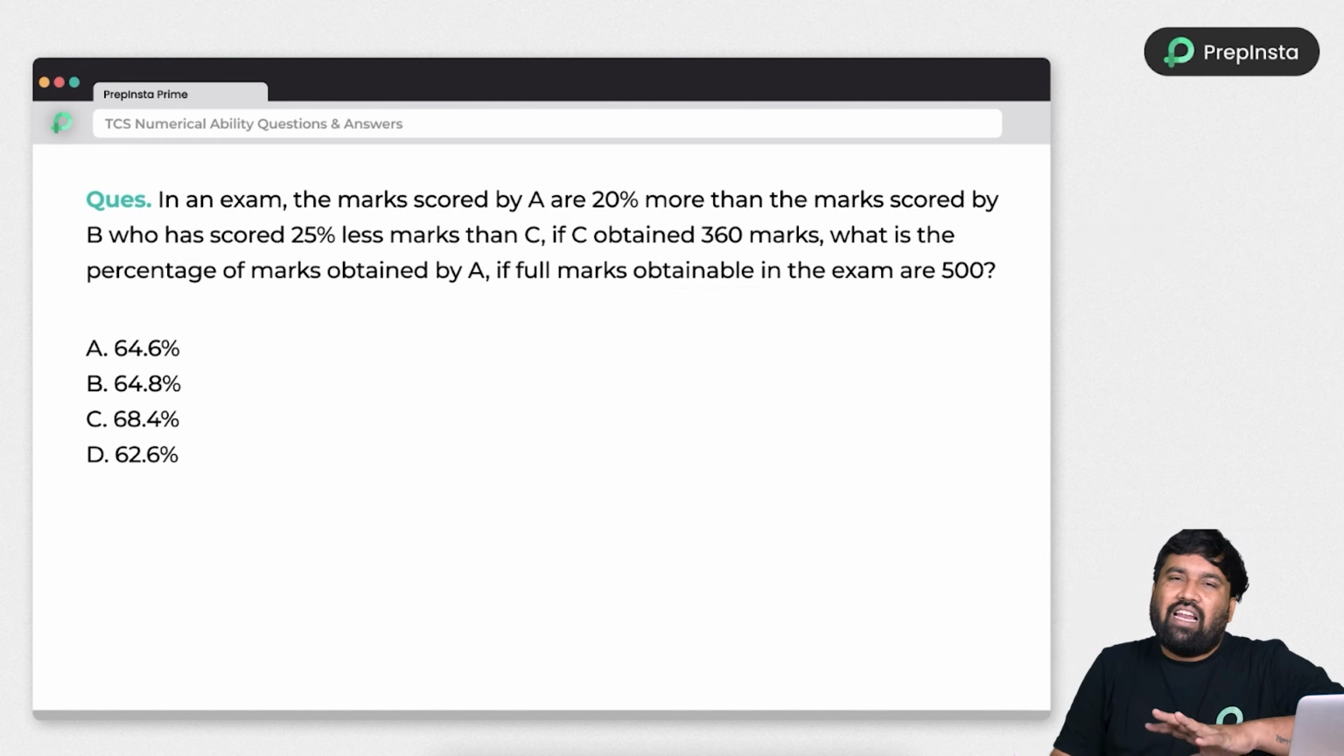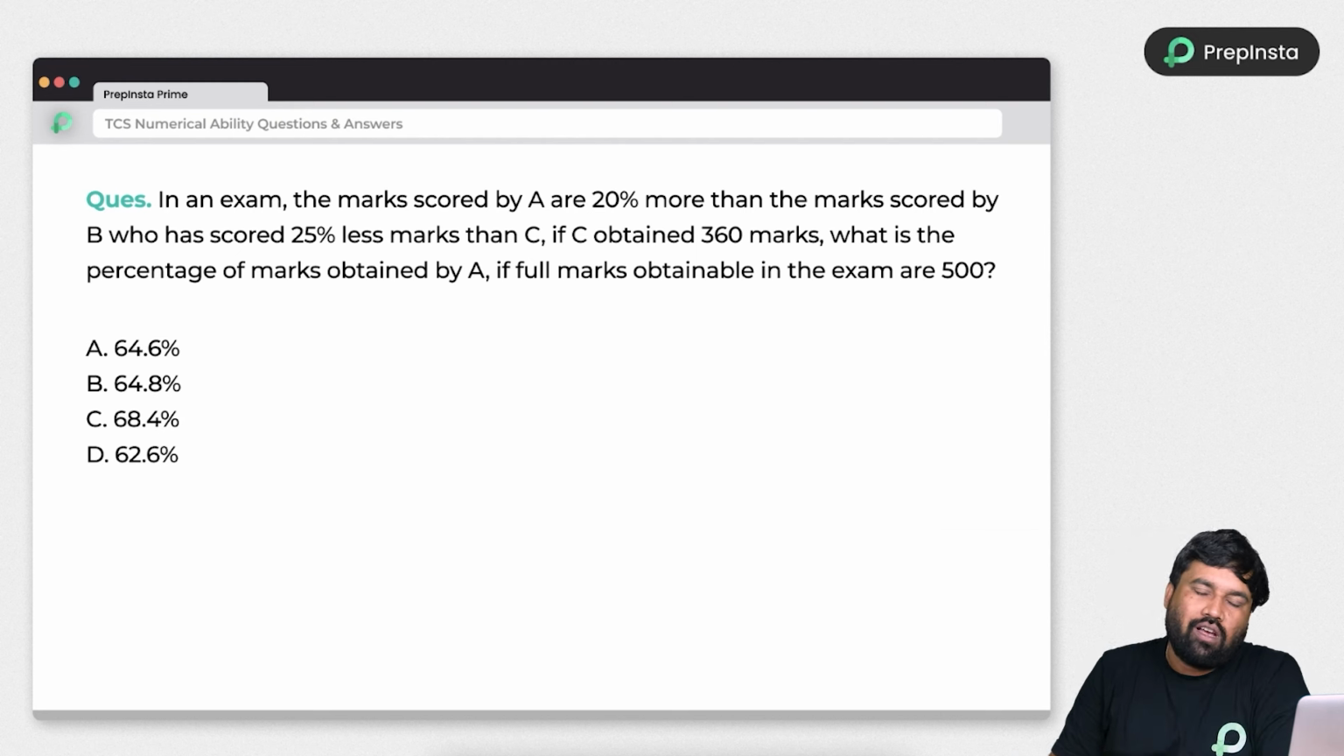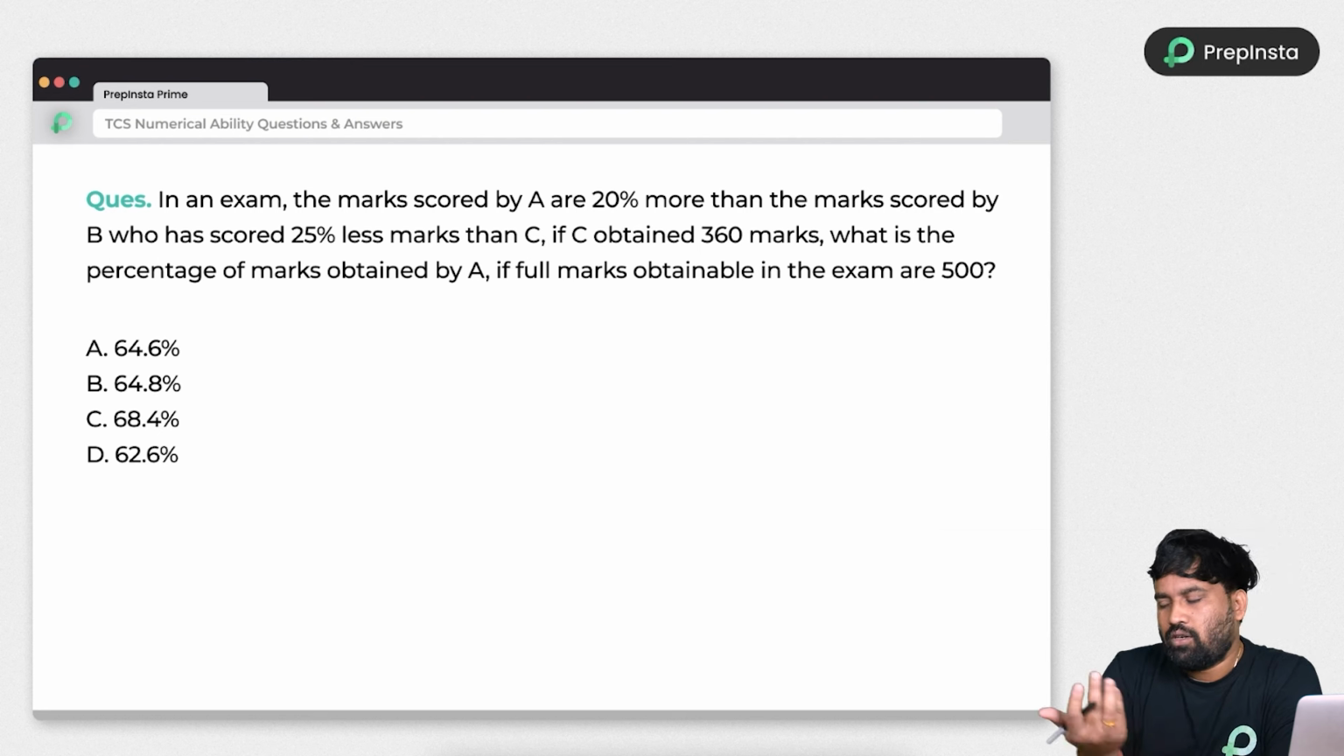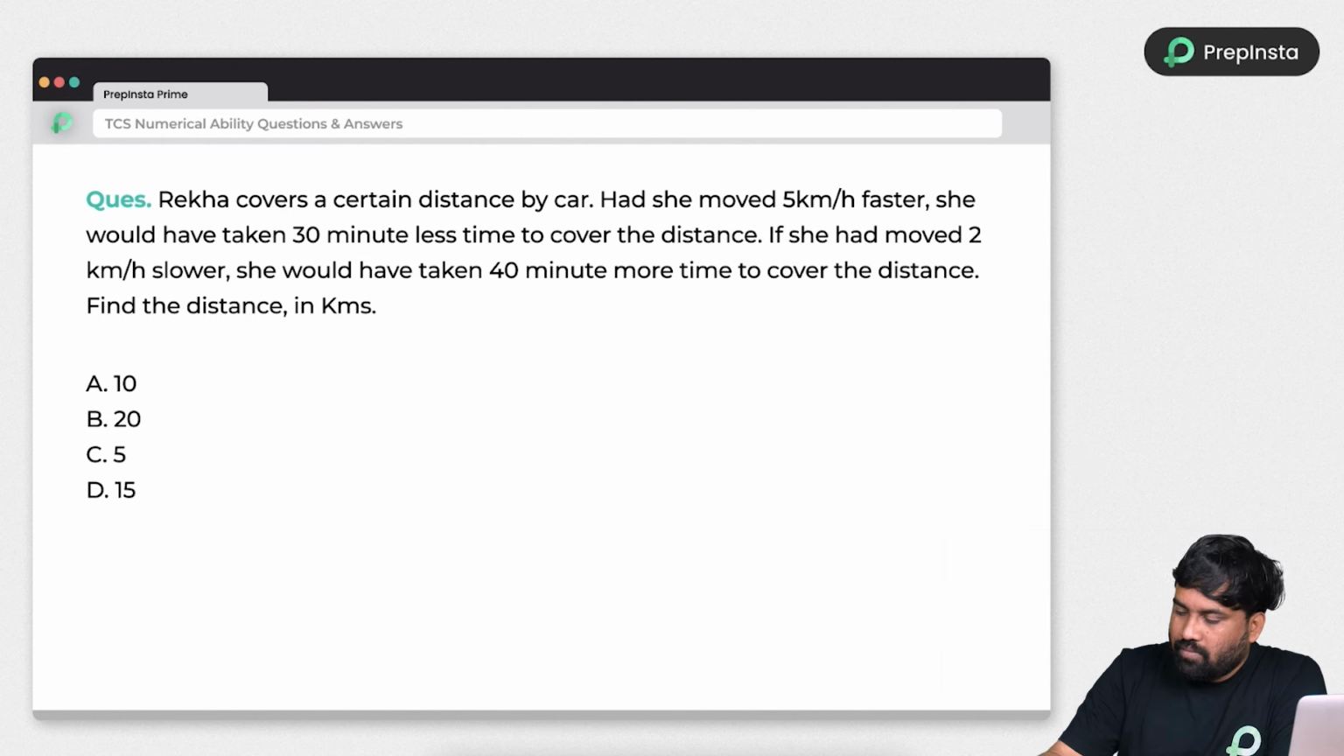So if you feel like I'm going a bit fast, you can reduce the speed of the YouTube videos, or if you feel like I'm explaining too slowly, you can speed up the video. You know how to watch the video based on your requirement, right? So yes, just look into the next problem.